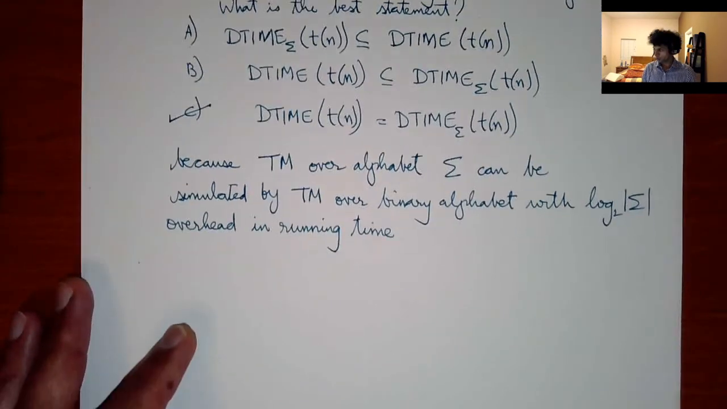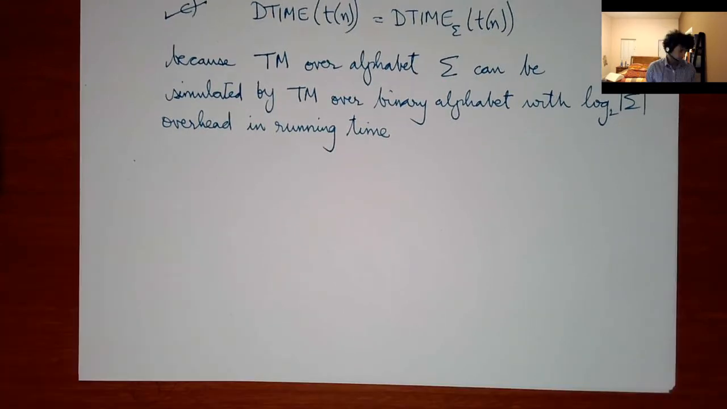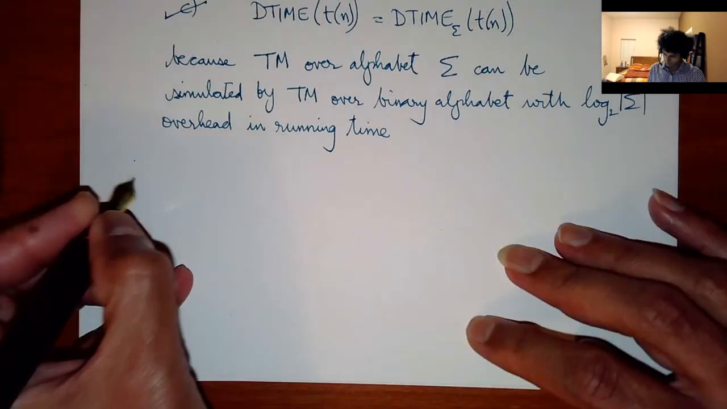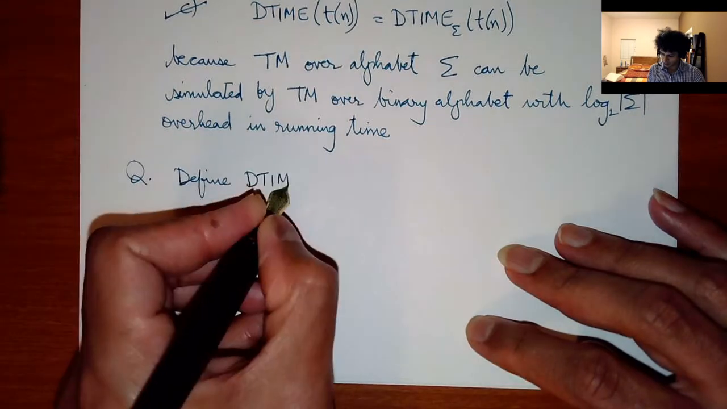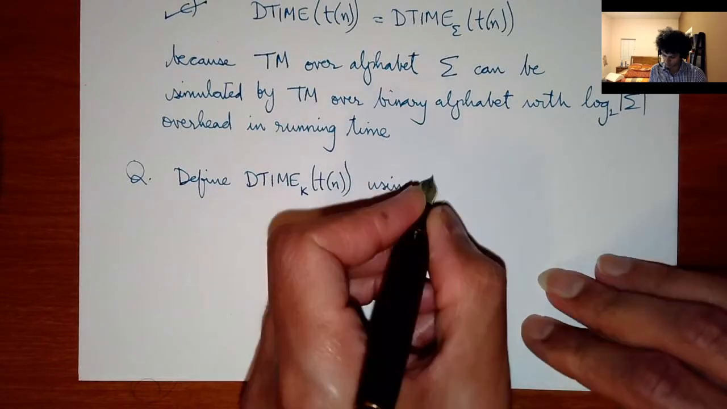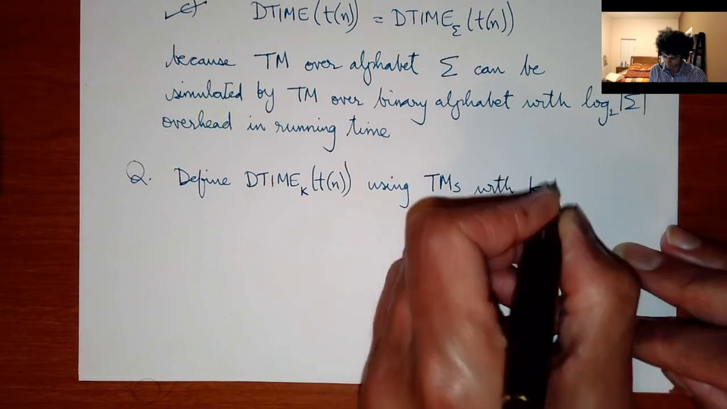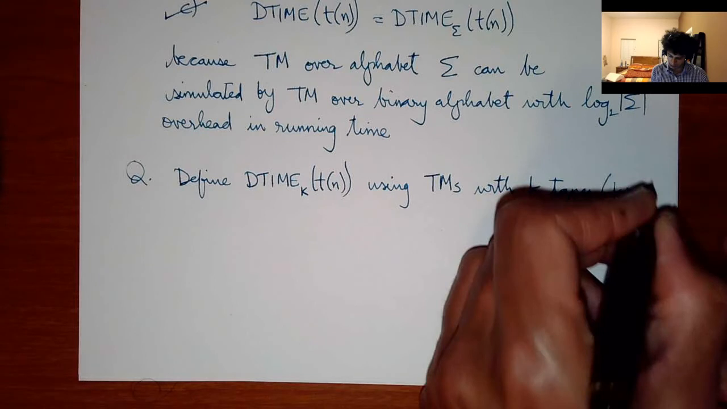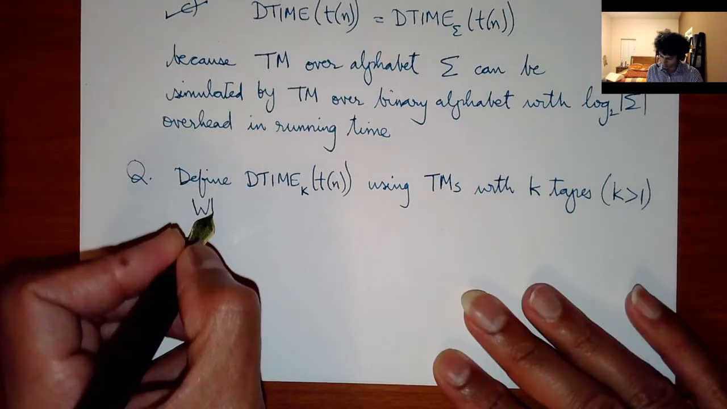Okay. Now let me ask you another question. Now think about this carefully. Now define D time k T of n using Turing machines with k tapes. And let's just say that k is going to be strictly greater than 1, so it has more than one tape. Now tell me what the best statement is.